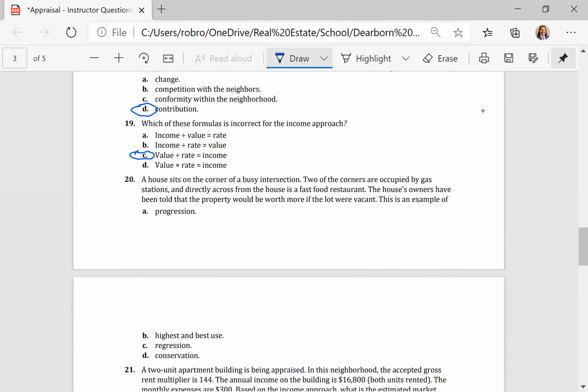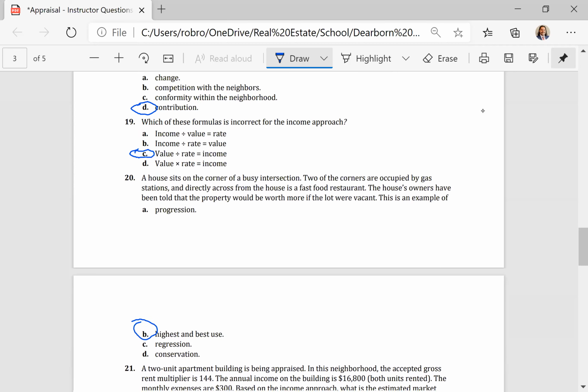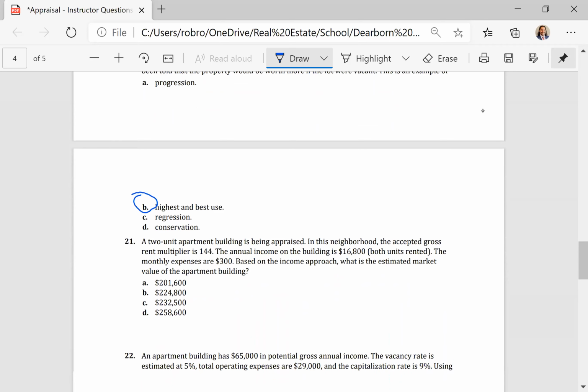Number 20, a house sits on a corner of a busy intersection. Two of the corners are occupied by gas stations, and directly across from the house is a fast food restaurant. The house's owners have been told that the property would be worth more if the lot were vacant. So this is an example of what? B. Yep, highest and best use. It'd be used better if it was vacant.